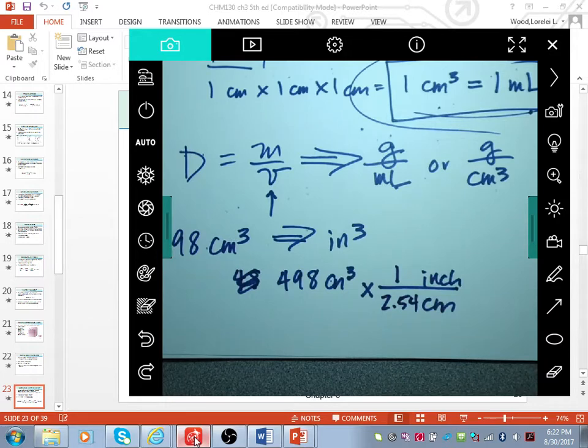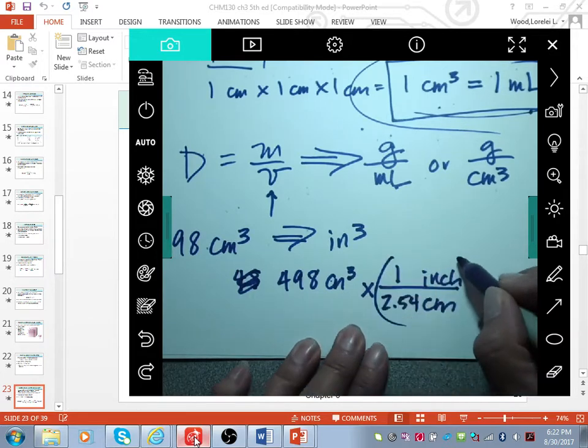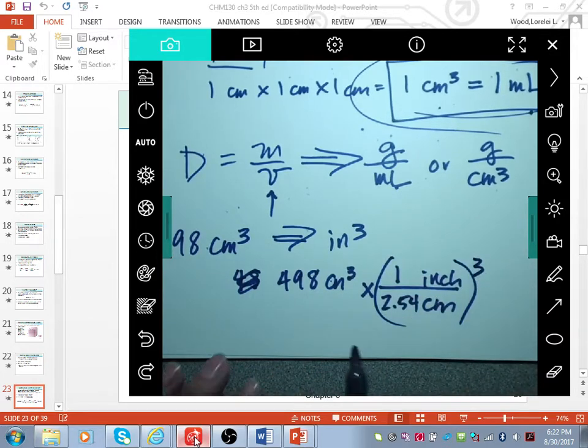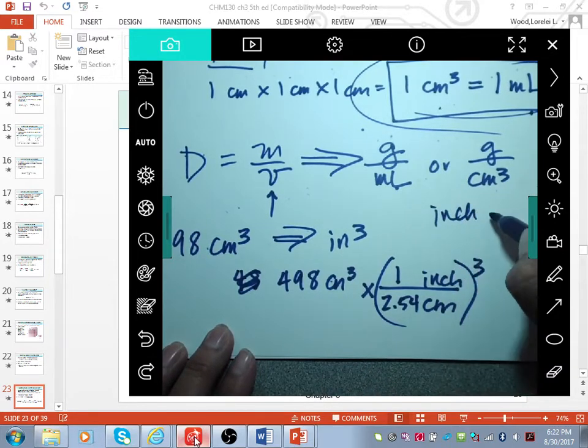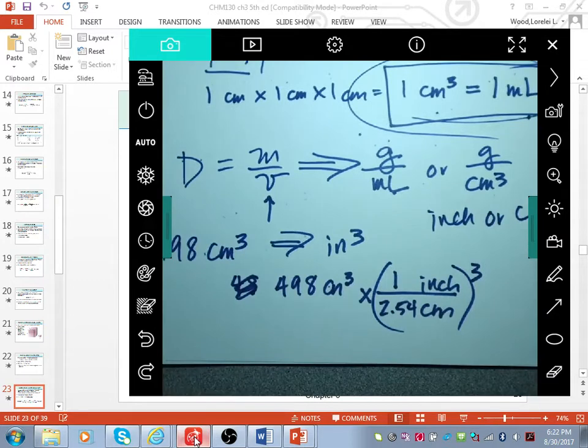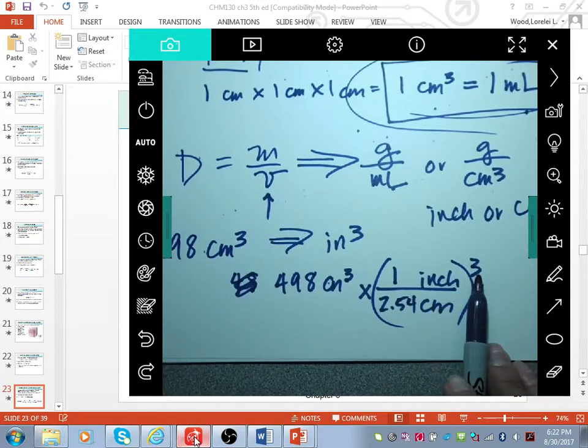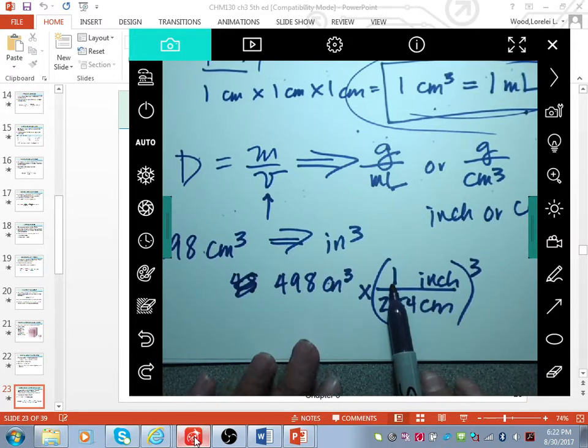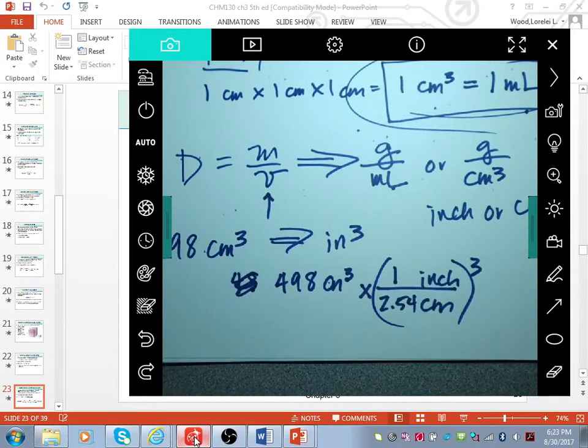Well, Corwin tells you to multiply it 3 times. I think it's easier to think of it like this, right? If you have a linear measurement like inches or centimeters, to make it a volume measurement, you've got to cube it. So you just take that whole thing and cube it. So what's 1 cubed? 1. And then you take 2.54 cubed. That's going to be 8 or 9 point something, a bigger number. So it's going to be a much larger number that you're going to be dividing into the 498.